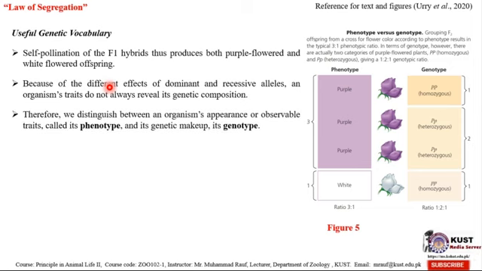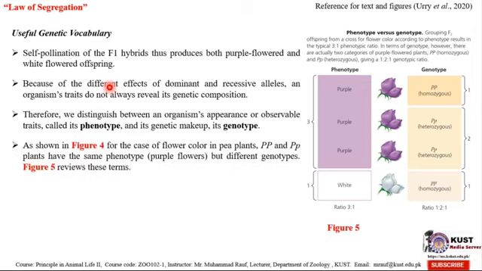So phenotype is the physical outlook, the physical appearance, whereas genotype is the genetic makeup, and the phenotype is controlled by the underlying genotype. So here this PP is the genotype, genetic makeup, whereas the phenotype they determine is the physical outlook.